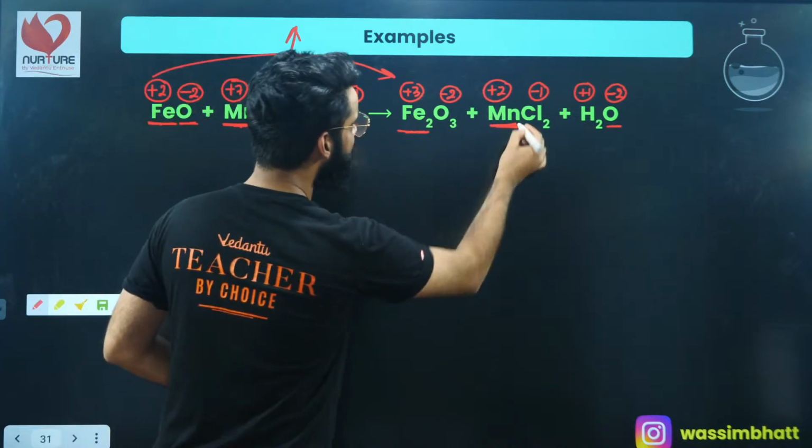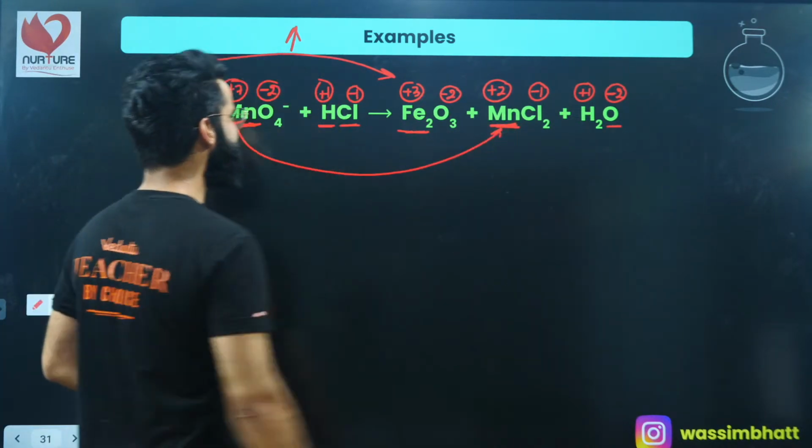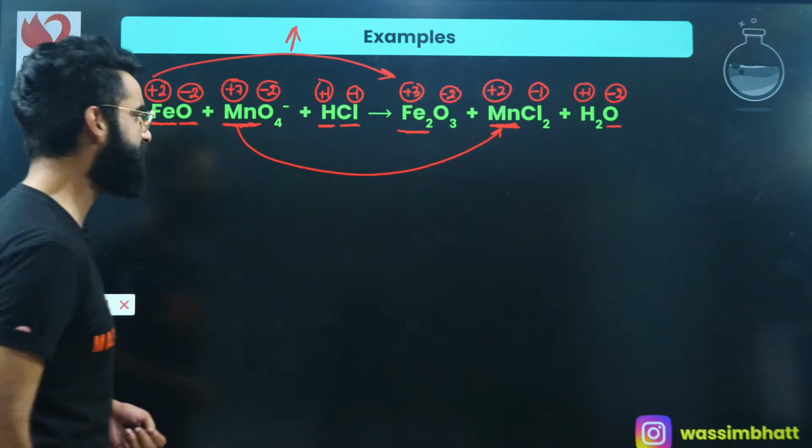And over here, it's plus 2. So plus 7 to plus 2. Is there an increase in the oxidation state or a decrease? There is a decrease in the oxidation state.